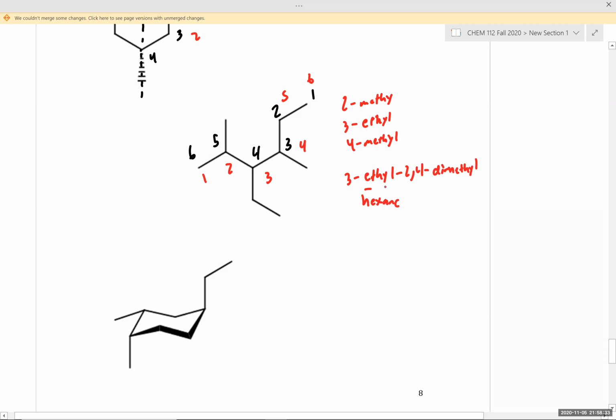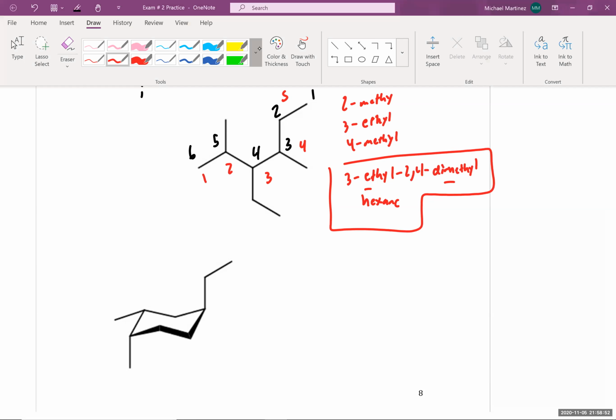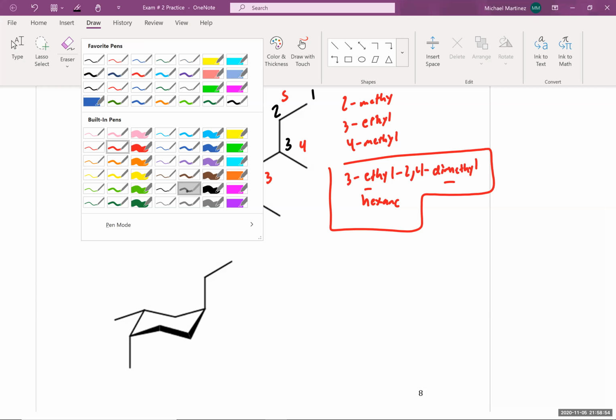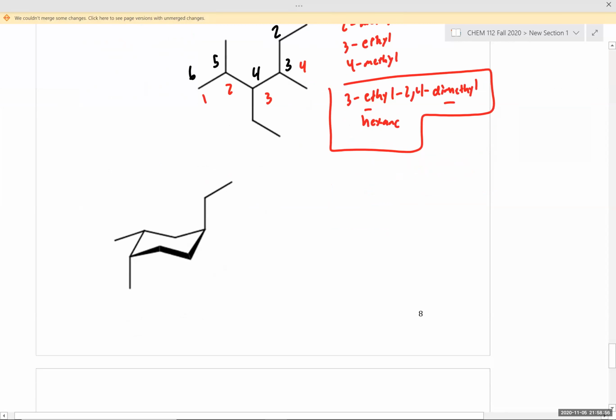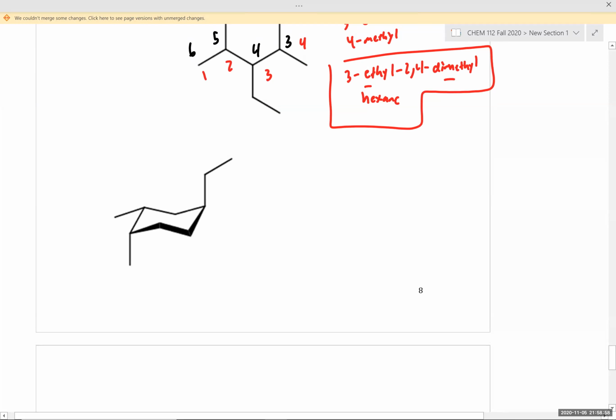Is my alphabetization correct? What goes first, ethyl or dimethyl? Ethyl, because E goes before M. Does this example make sense to everyone? Yep. Perfect.